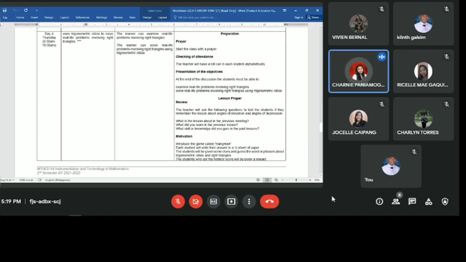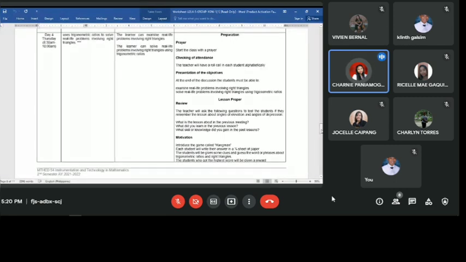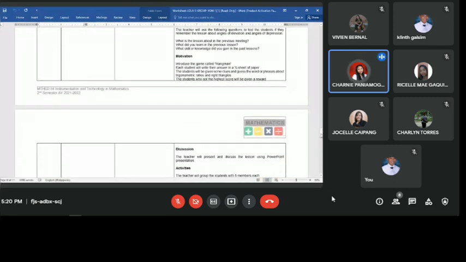For the motivation, the teacher will introduce the game called Hangman. Each student will write their answer on a one-fourth sheet of paper. The students will be given some clues and guess the words or phrases about trigonometric ratios and right triangles. The students who get the highest score will be given a reward.